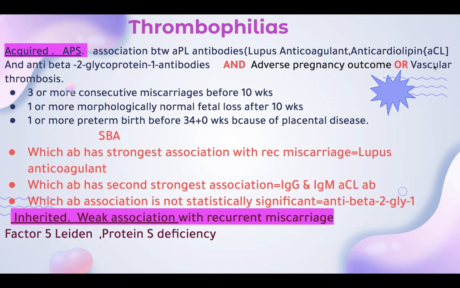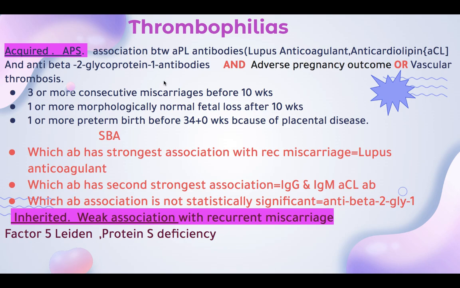Vascular thrombosis means it's not related with pregnancy because it's a tendency to formation of the clot. So, the thrombus or the clot can form in any vessel of the patient, right? So, it can be any of these two. Here we are discussing recurrent miscarriages. So we will discuss the adverse pregnancy outcome, what we exactly mean by the adverse pregnancy outcome.